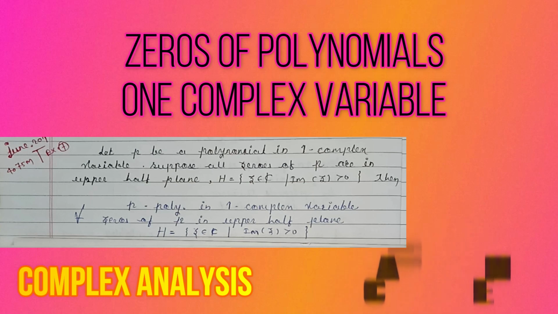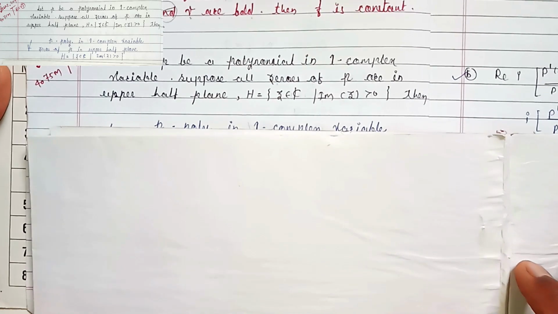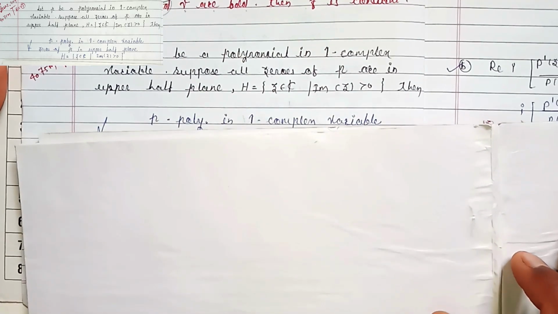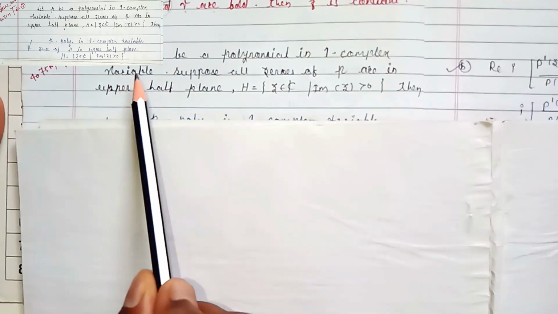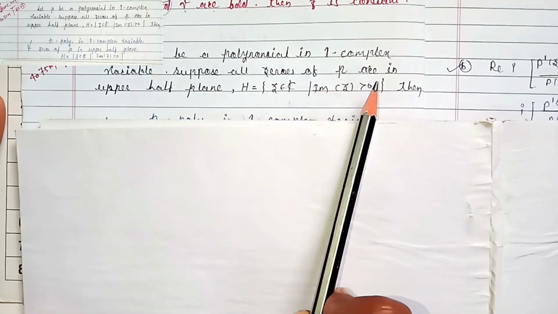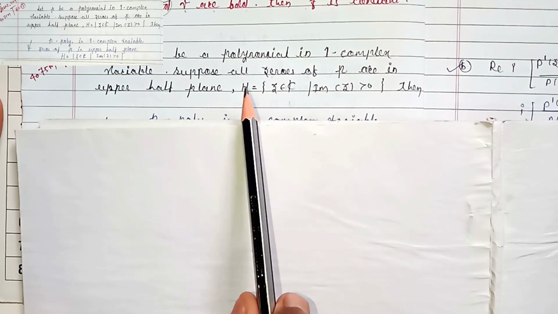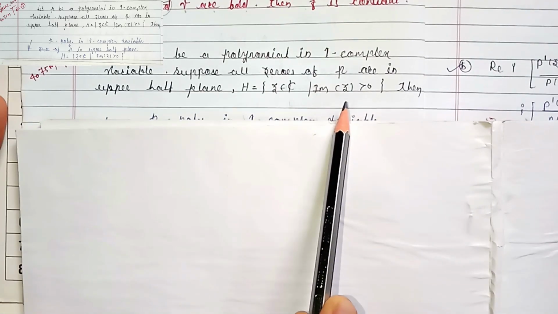Let me read the question, then we'll move on to the solution. Here we have a question from CSIR NET, a 4.75 marks question. Let's read the question. Let P be a polynomial in one complex variable. Suppose all zeros of P are in the upper half plane, and the upper half plane is given as H equal to z belongs to complex numbers such that the imaginary part of z is bigger than 0. Imaginary part of z bigger than 0 means upper half plane.